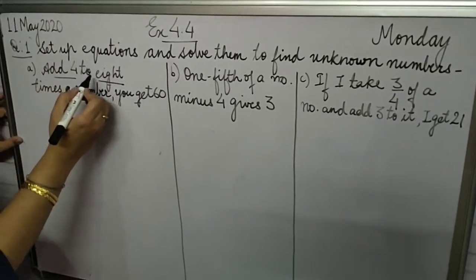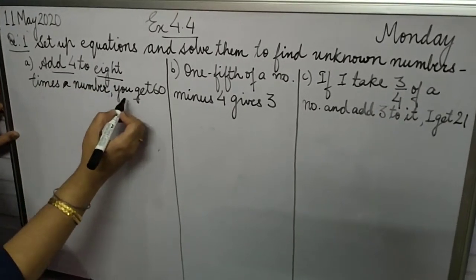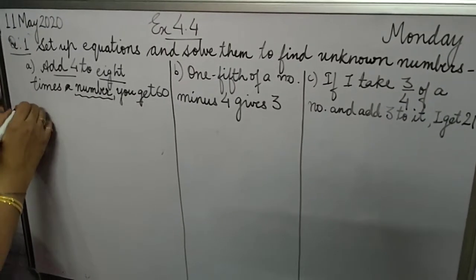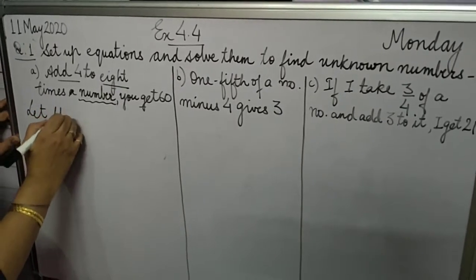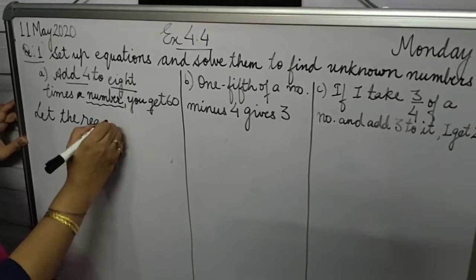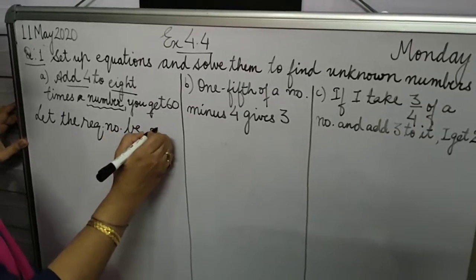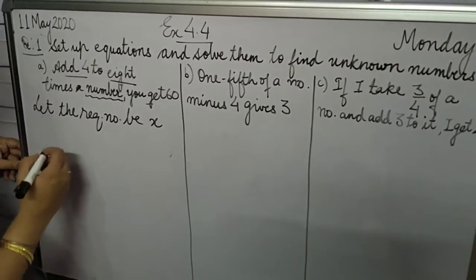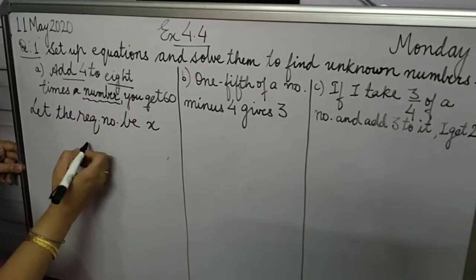First part is: add 4 to 8 times a number, you get 60. Now here the unknown quantity is this number. So let us suppose this number. Let the required number be x. You can take any variable of your choice, y, a, b, as per your convenience. Now let us make the equation.